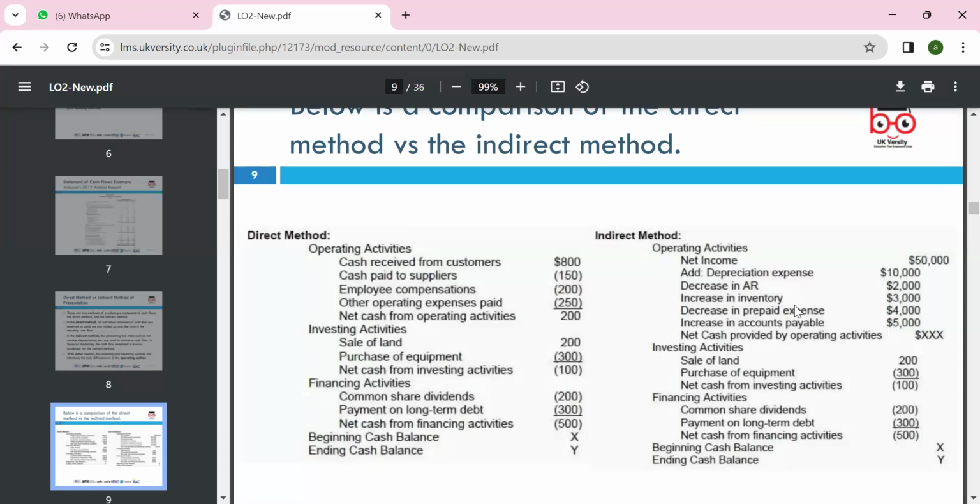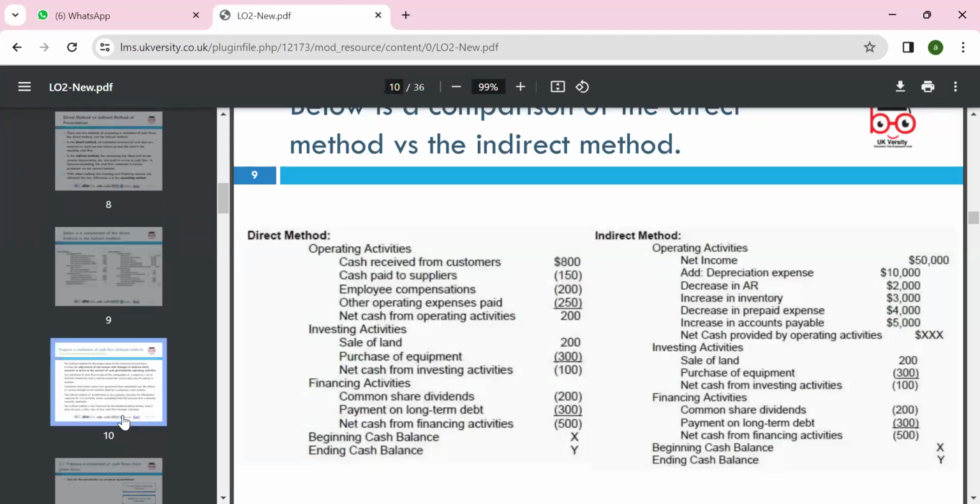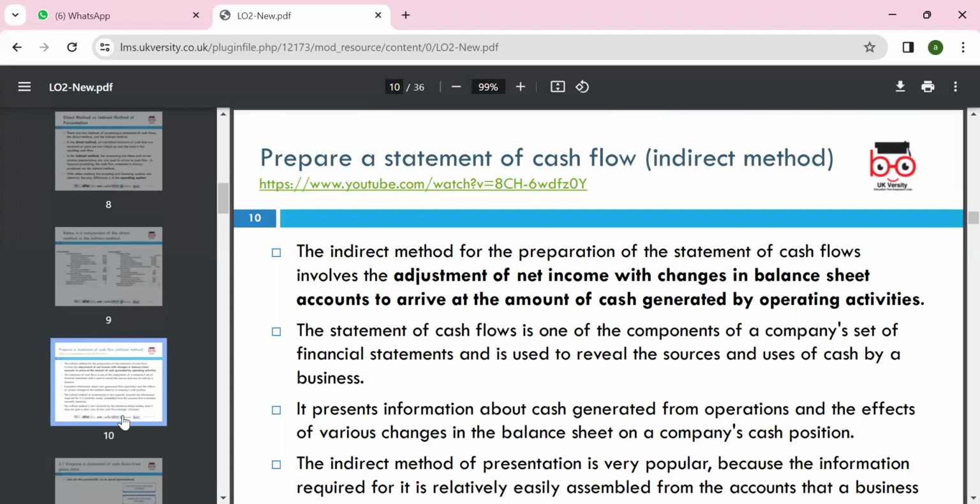So we reconcile the opening balance and the net cash from all these activities. Okay, so that is how we prepare the statement of cash flow.